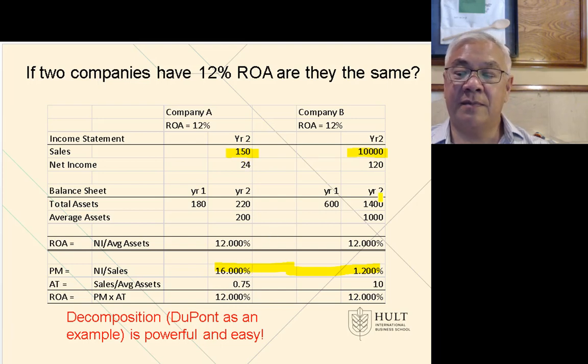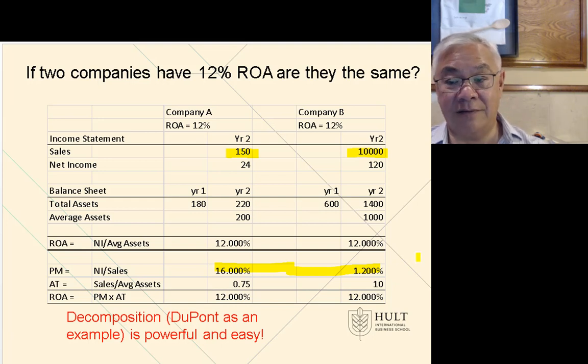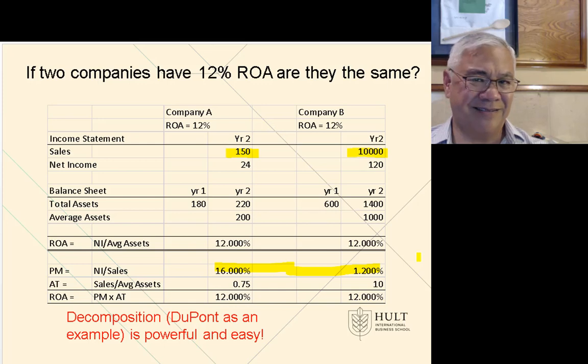Now let's look at B. So B made more net income, 120, but they sold $10,000. So their margin is 1.2%. So for every dollar of sales for B, they make a penny. So A, for every dollar of sales, they make 16 cents. For B, for every dollar of sales, they make a penny. Well, that's very different, right? So we're just starting to see it.